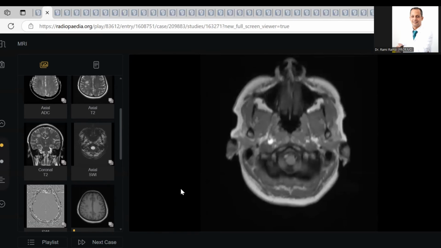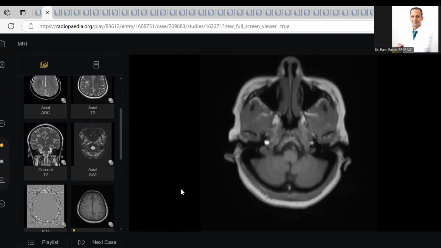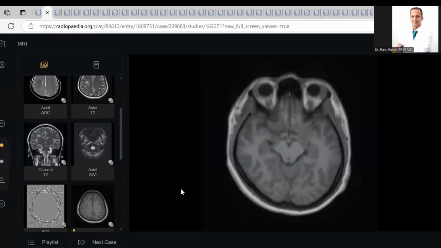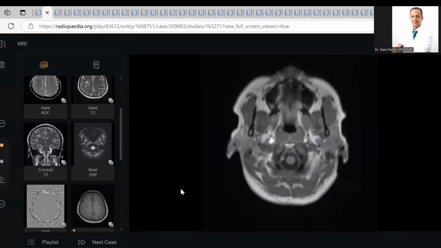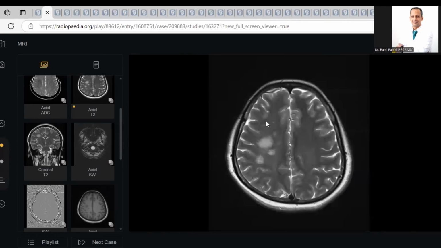What's your differential diagnosis? I think this could represent a vascular insult due to a dissection, an acute dissection, dissection of the right ICA, resulting in the vascular ischemic areas in the right cerebral hemisphere.